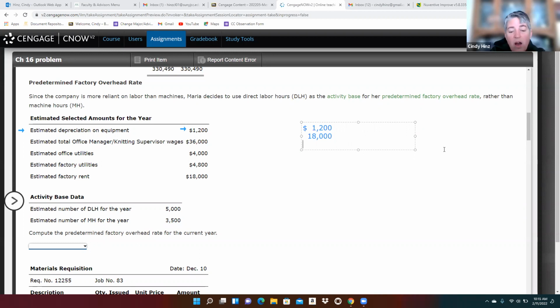Next, we have estimated office utilities. Well, that's a period expense, not a product cost. So we're going to not include that. Then we have the factory rent and factory utilities. So those are both part of the product cost as well. It's the best I can do for getting those to line up. Get the commas, the decimal place to line up. So let's see what we get here for a total. Grab my calculator.